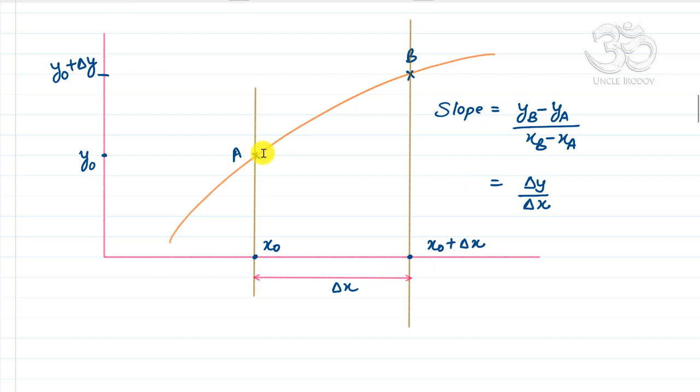So I want to find the value of this entire number delta y by delta x as the value of delta x tends to 0. So this will be the symbol of saying that B is extremely close to A, and wherever this delta x appears in the equation, we will put delta x as 0. So if I put delta x as 0, you will see that B will fall back upon A.